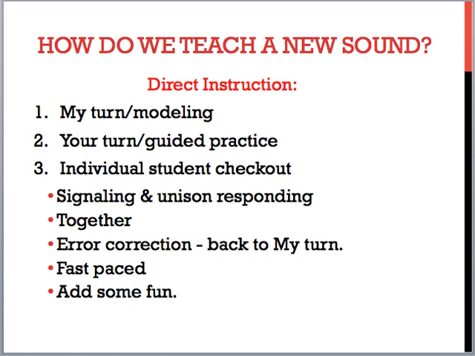When we do a direct instruction, we use signaling, we use word signals and hand signals, and we use unison responding. The whole class responds together. We do a lot of co-responding. Everything is together. And then when we come across an error and we have to give error correction, we go right back to my turn, and we do that with the whole group. So we're working, and then there's an error. In order to correct it, we go back to my turn, and I go back to the I do part where I model. Direct instruction is very fast-paced and it's very repetitive, and hopefully you will add some fun to it. Students generally enjoy direct instruction.